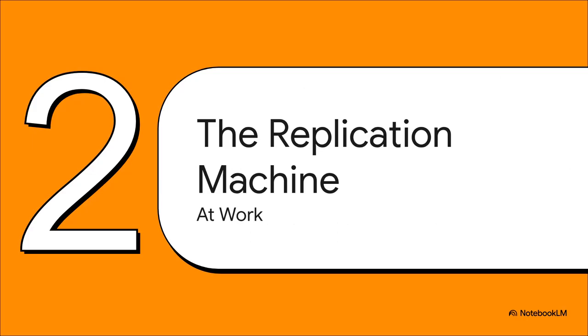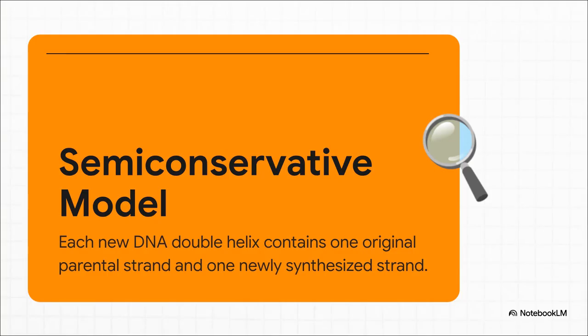All right, we've got the blueprint. Now, let's meet the construction crew. This isn't just one molecule doing all the work. It's a whole team of sophisticated enzymes, a biological assembly line, where each member has a very specific job to do. The guiding principle for this whole operation is what's called the semi-conservative model. It sounds complicated, but the idea is actually super simple and really elegant. Semi-conservative just means that each new DNA molecule that's created is half old and half new.